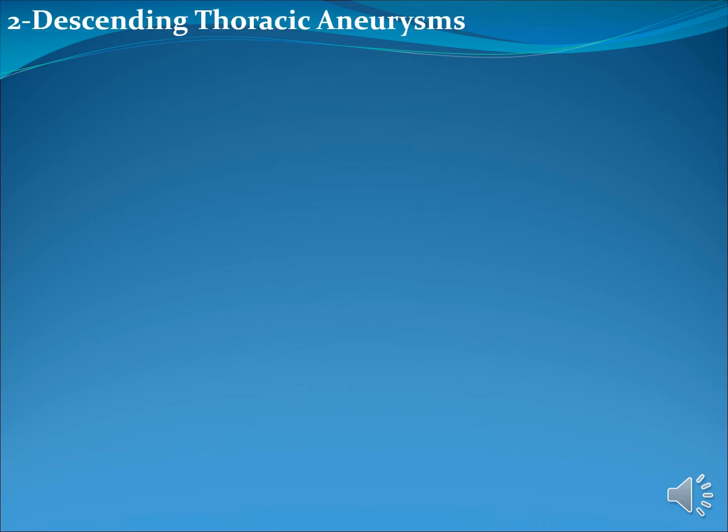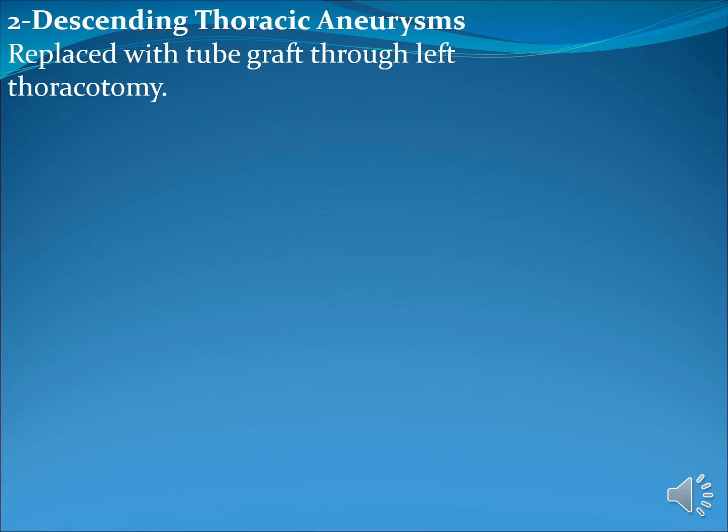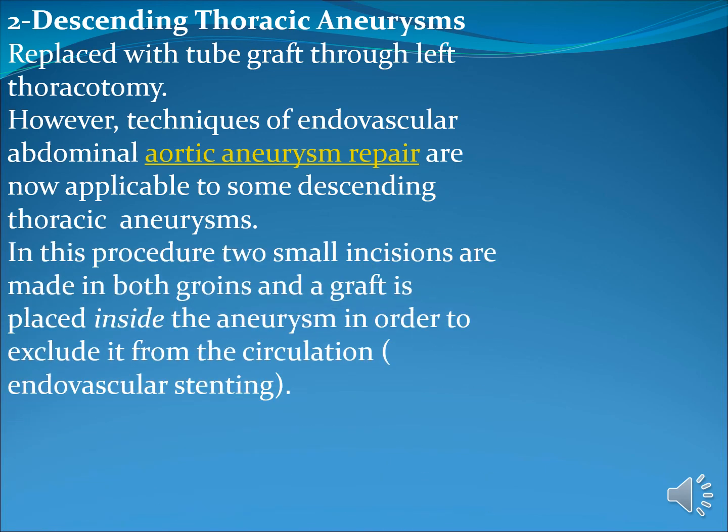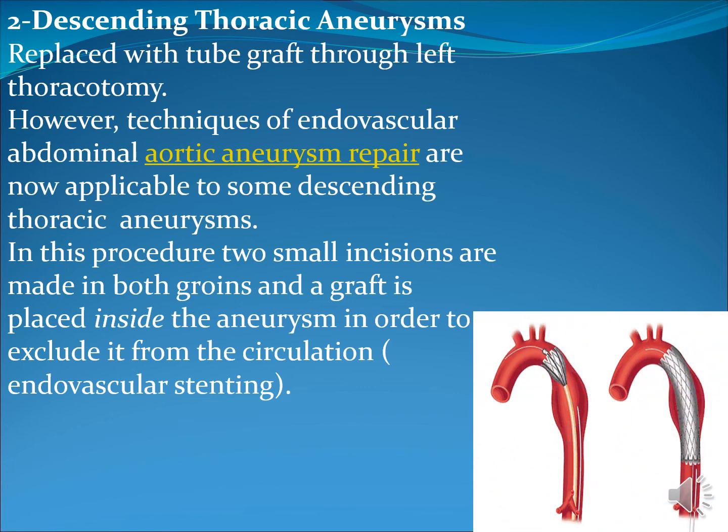Descending thoracic aneurysm, replaced with a tube graft through a left thoracotomy. However, techniques of endovascular abdominal aortic aneurysm repair are now applicable to some descending thoracic aneurysms. In this procedure, two small incisions are made in both groins and a graft is placed inside the aneurysm in order to exclude it from the circulation. Endovascular stenting, Seldinger technique.